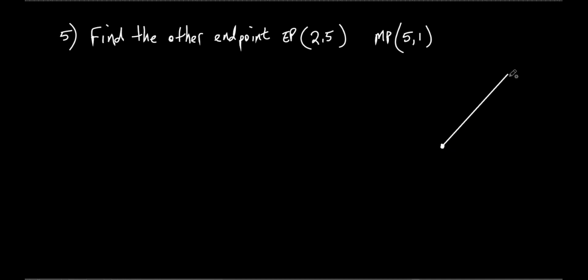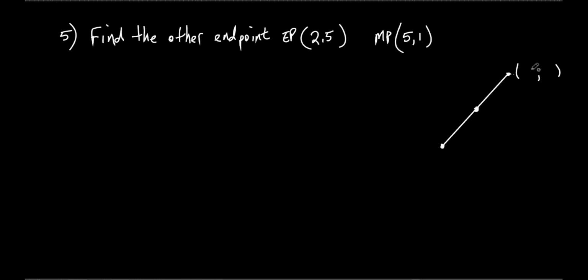How many endpoints do you have to a line segment? You got 2 of them. So they give you one, right? They give you this one, let's say 2, 5, and they give you the midpoint right there. What are you trying to find? The other endpoint. So I don't know the other endpoint.